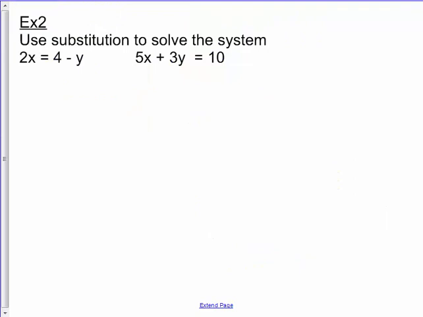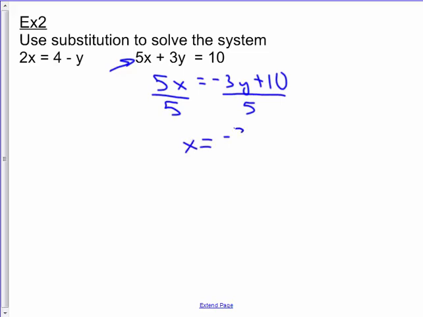So taking a look at example 2, now we're actually going to have to move stuff around. We're going to have to manipulate one of the equations to get a variable alone. So if I want to choose, I want to look for something that's easy. Don't write this down, but watch what happens. Let's say I just want to get x alone. Okay, I could do that. Divide by 5, divide by 5. I get x equals negative 3/5 y plus 2.